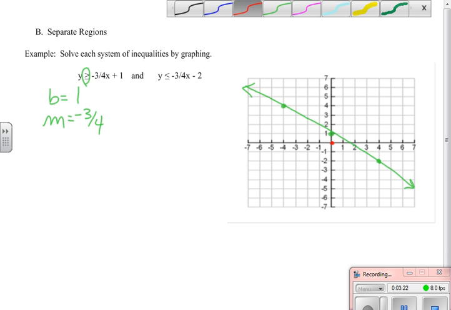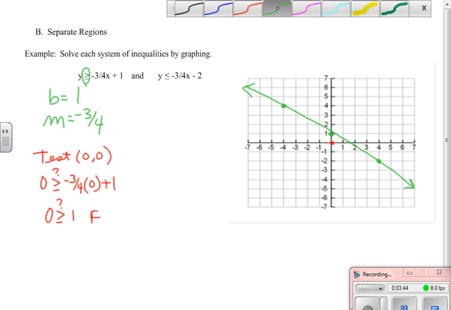I go ahead with my test point. Remember, you can use any point you want that is not on your line, solid or dashed. Is 0 greater than or equal to negative 3/4 times 0 plus 1? Is 0 greater than or equal to 1? Well, that's false. So that means I don't shade the side including that, I shade the opposite direction. Because everything on the same side of 0, 0 is going to make it true or false. So everything on the other side will make it true.